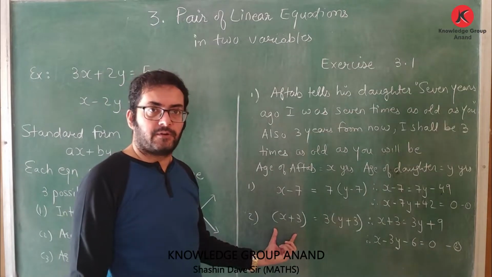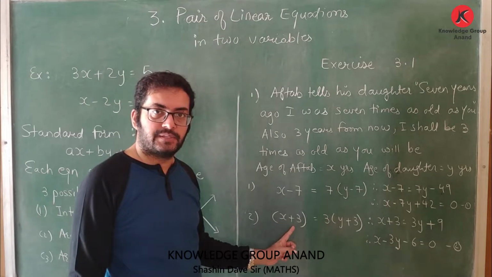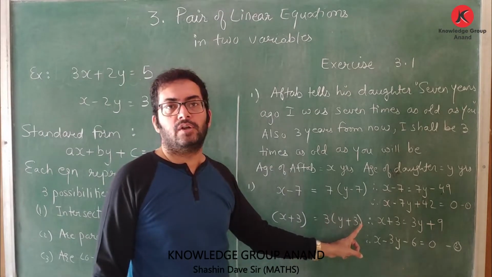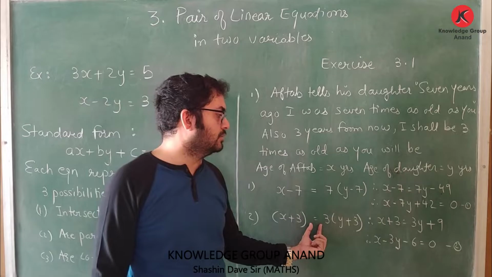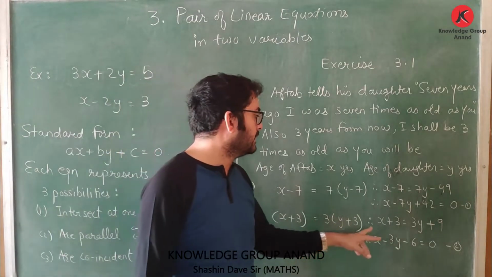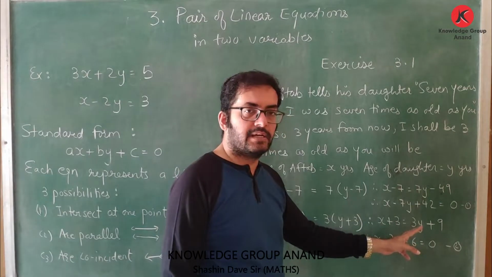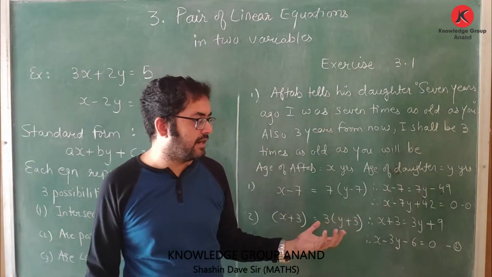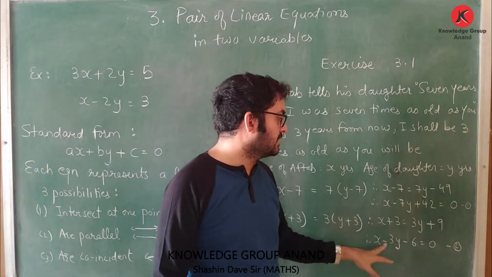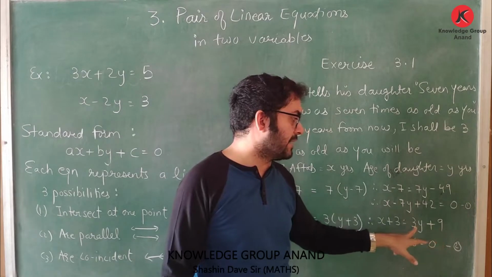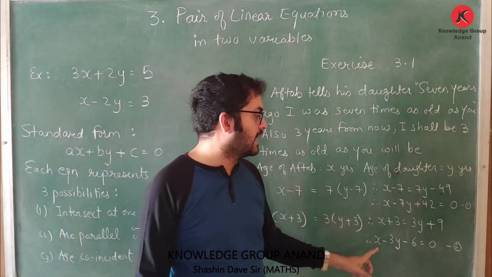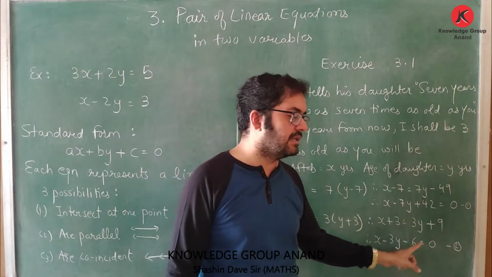So 3 years from now, the age of Aftab, that is x plus 3, is 3 times the age of his daughter. So x plus 3 is equal to 3 into y plus 3. Again we will do the same thing, open the bracket. So x plus 3 is equal to 3y plus 9. I want to change it into standard form. So I will bring this 3y plus 9 to the left hand side. So I have x minus 3y, this plus 9 becomes minus 9, plus 3 gives minus 6. So the second equation is x minus 3y minus 6 is equal to 0.